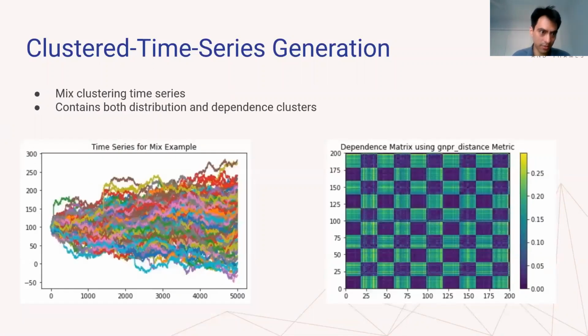And the last one is how to create a mix of distribution and dependence clusters. Here we show the time series on the bottom left, and on the right, the dependence matrix using GMPR. In this case, this time series has 5 distribution clusters and 2 dependence clusters that GMPR is able to separate.